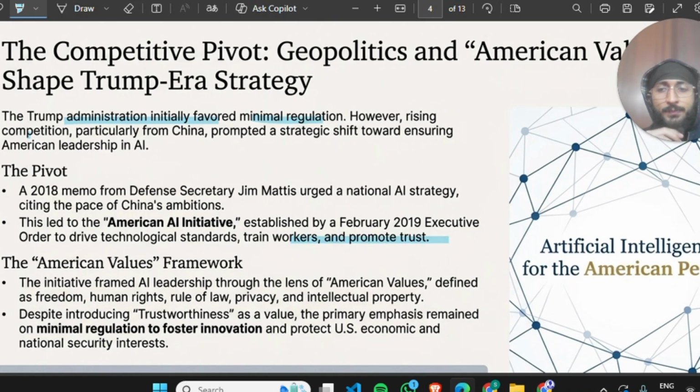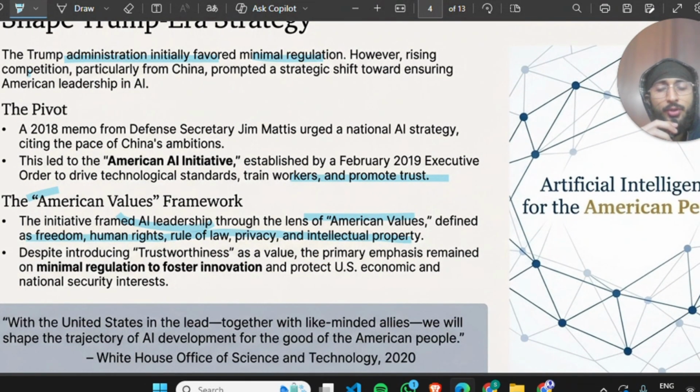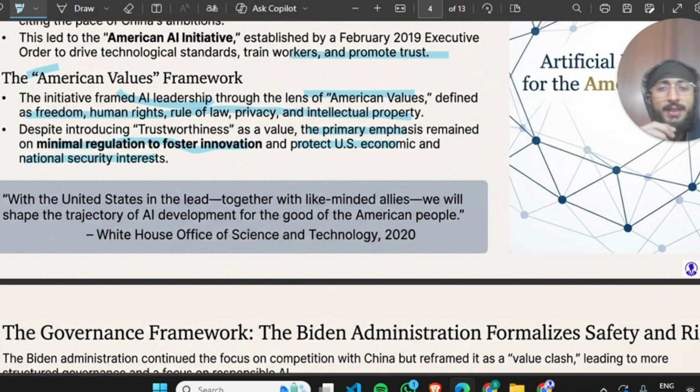The American Values Framework was an initiative that framed AI leadership through the lens of American values, defined as freedom, human rights, rule of law, privacy, and intellectual property. Despite introducing trustworthiness as a value, the primary emphasis remained on minimal regulation to foster innovation and protect US economic and national security interests. "With the United States in the lead, together with like-minded allies, we will shape the trajectory of AI development for the good of the American people." White House Office of Science and Technology. This was stated in 2020.